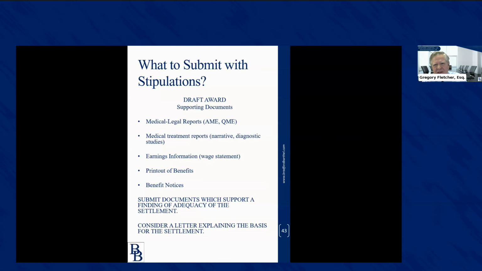All right, what do you submit with stipulations? Obviously, your settlement documents, your legal reports, your treatment reports if you need them, earnings information, printout of benefits, benefit notices, anything that supports a finding of adequacy. If there's anything odd about your settlement, consider a cover letter. For example, this temporary disability was denied because this person quit their job and they were terminated for cause, or whatever the reason is, that you want to explain, what you're doing that might be a little funny.